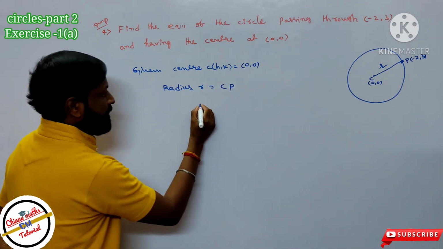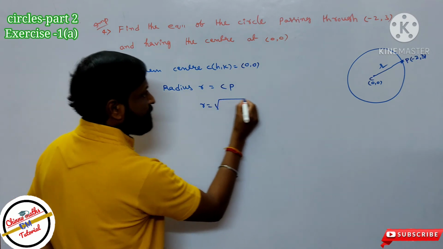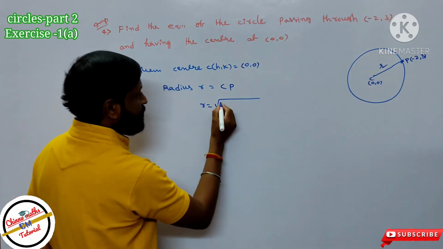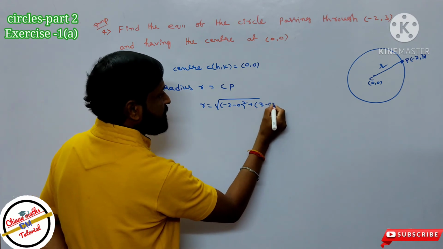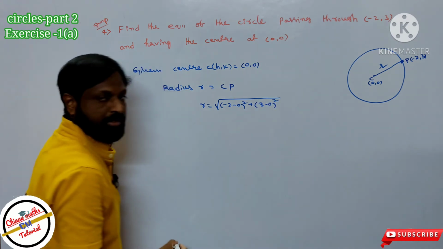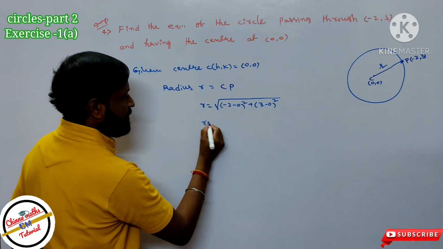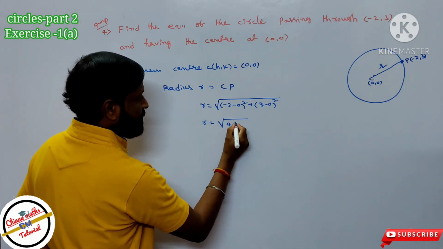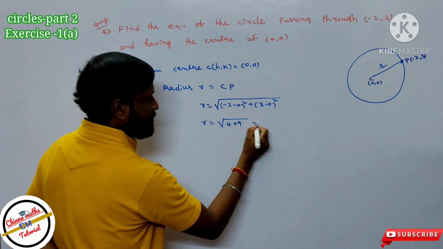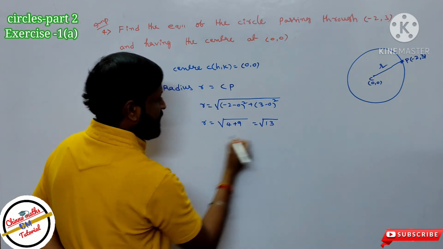CP. Then R equals the square root of (-2 minus 0) whole square plus (3 minus 0) whole square, that is (y2 minus y1) whole square plus (x2 minus x1) whole square. Then R equals the square root of (-2) whole square, which is 4, plus 3 whole square, which is 9. So it is equal to root of 13.